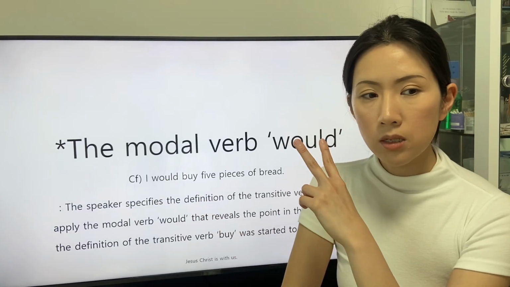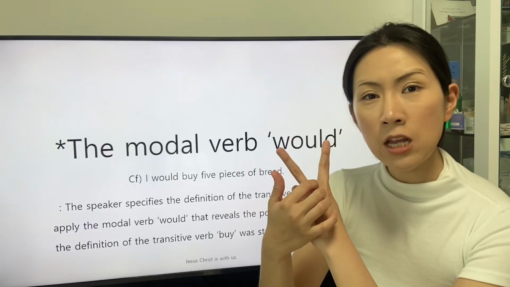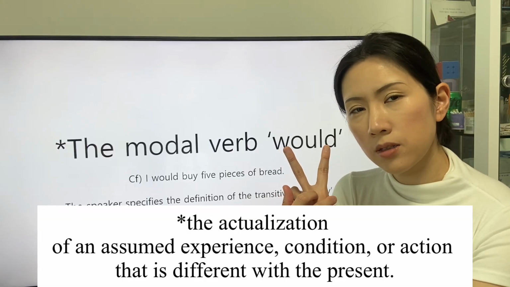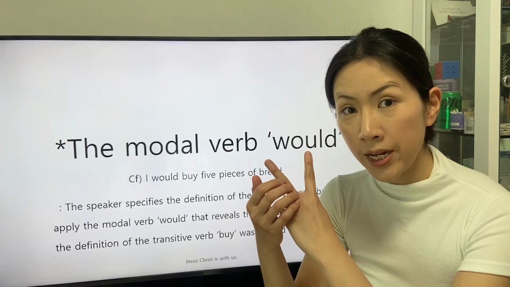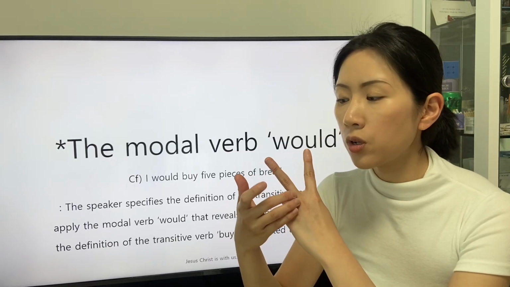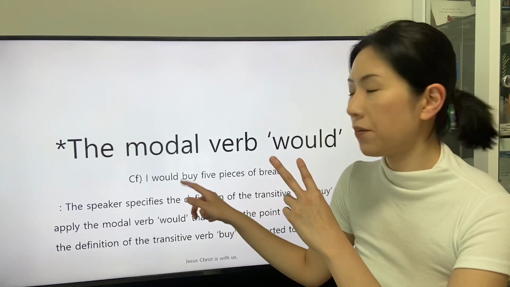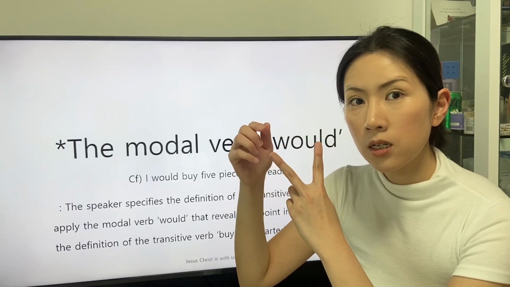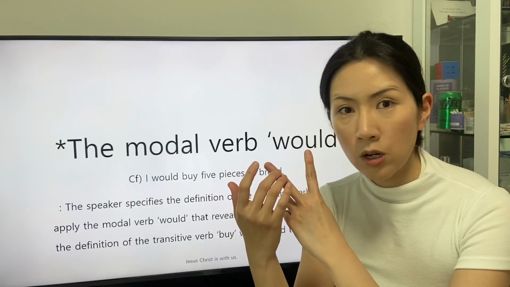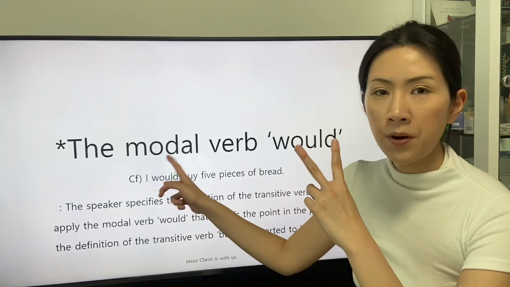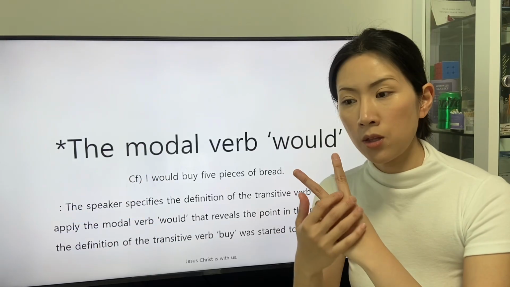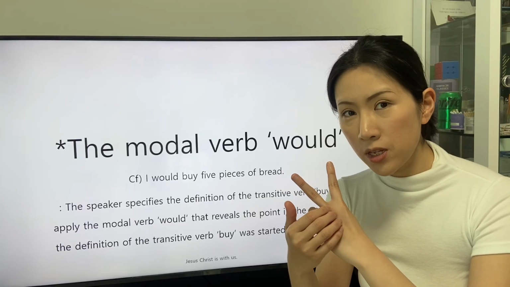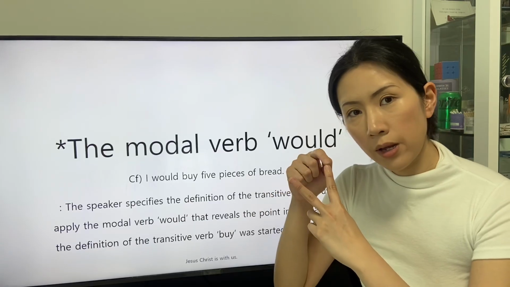We can see the difference between the point in the past when the speaker considered the other way that is assumed to cause the action indicated by the transitive verb buy. The transitive verb buy is assumed to be actualized at a point in time that is assumed. And the modal verb would reveals the speaker considered to cause the different experience, condition, or action with the present.